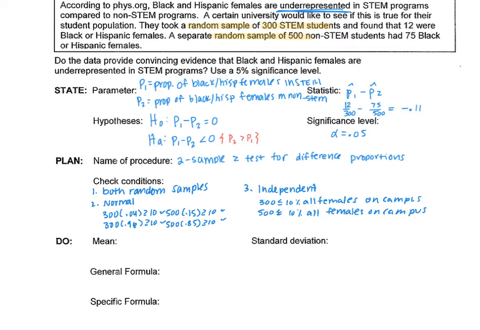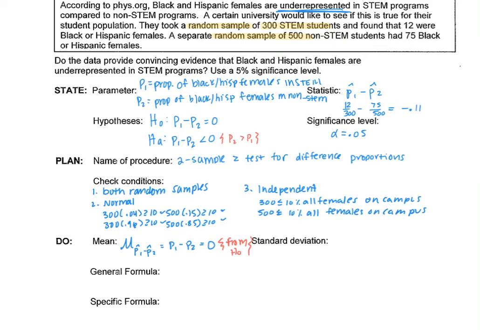The mean of our sampling distribution, the mean of p hat 1 minus p hat 2, is just p1 minus p2, which is going to be 0 from our null hypothesis. We got that from our null hypothesis.